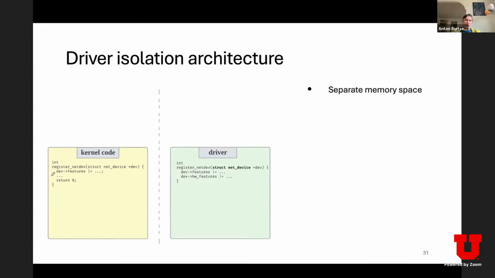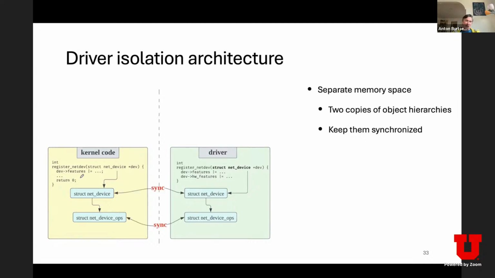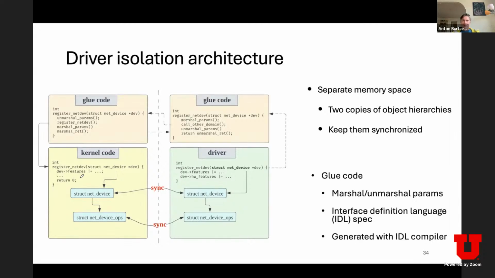So this is how it works at a slightly lower level of detail. Here we have kernel code, which invokes this function register net dev, and the driver code, which runs in isolation. Actually the invocation goes the other way: the driver invokes register net dev in the kernel, right? And it passes this data structure, net device. As I was saying, the system will run two copies of this object hierarchy. So both the driver and the kernel will have their own copy of struct net device, and we will be synchronizing those on cross-subsystem invocations, right? And this synchronization will be done with the glue code.